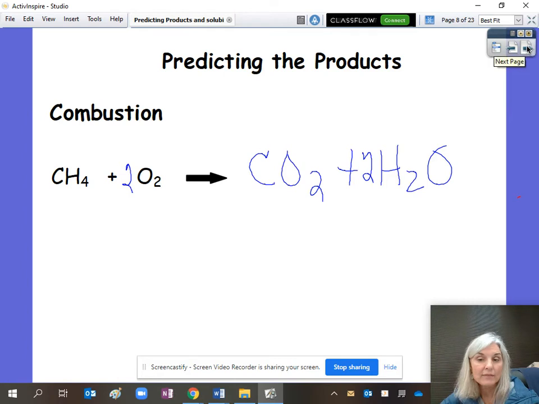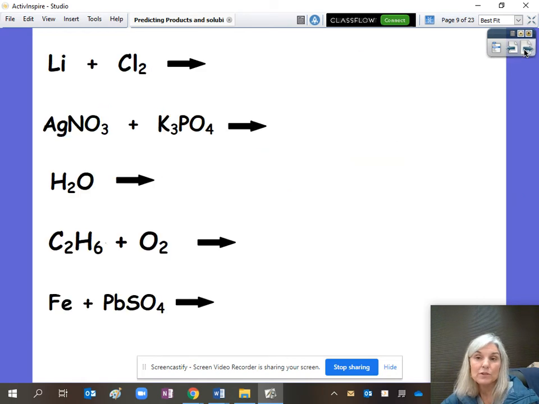So those are your 5 types of reactions in predicting their products. So what I'm going to do next is I have a list of these. These are 5, and I didn't put them in the same order.